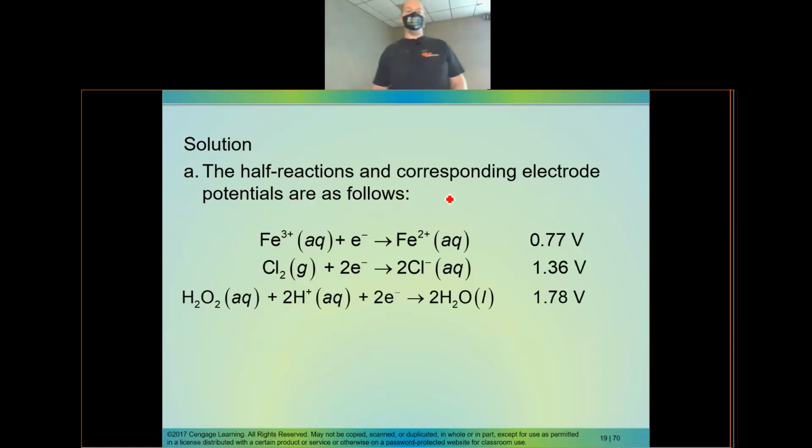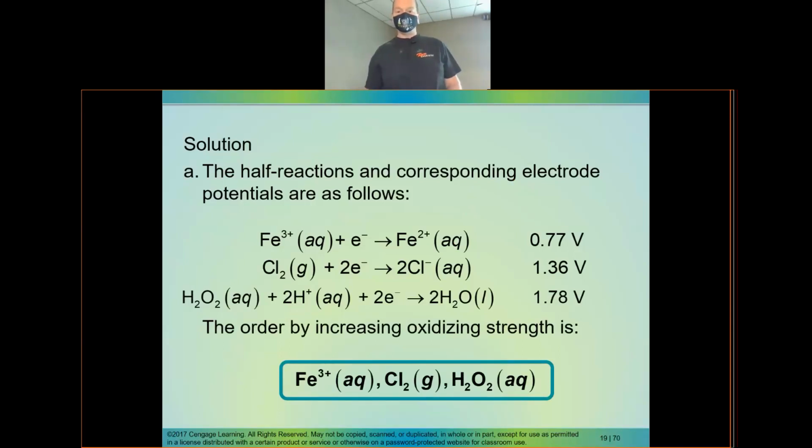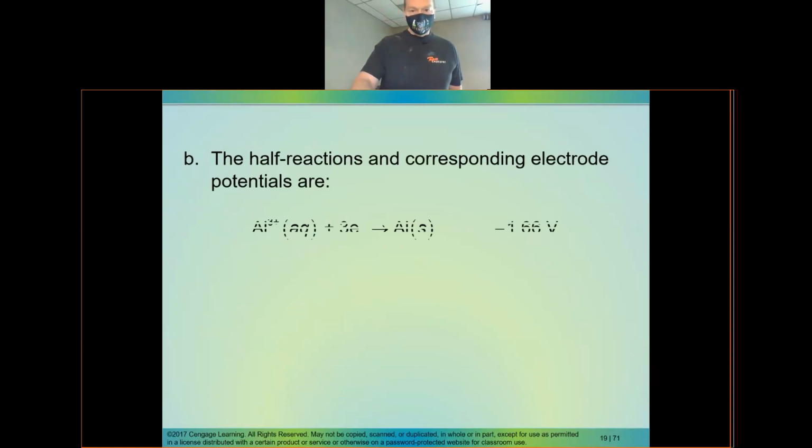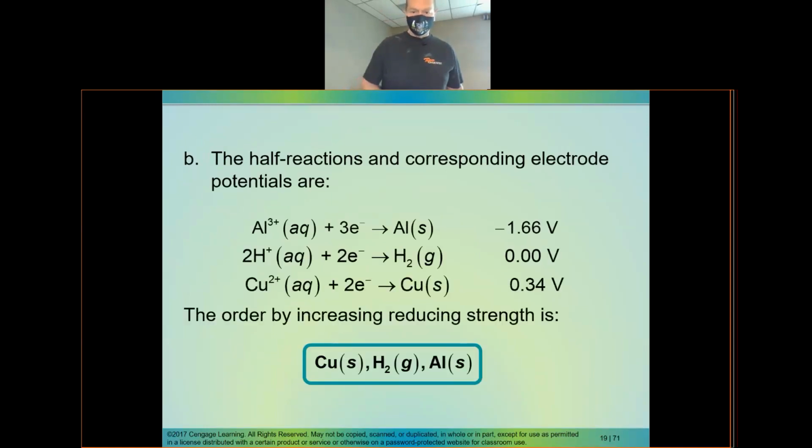All right, so here they write out the reactions and they give the E values. Of course, the one that has the highest E value is going to have the strongest spontaneous reaction. So again, H2O2 was the strongest, then Cl2, and then Fe+3 was the weakest. And then they do this one just like we did, and we had Cu was the weakest, then hydrogen, and the strongest was the aluminum. Again, if you know how to read the chart, these are an easy question.